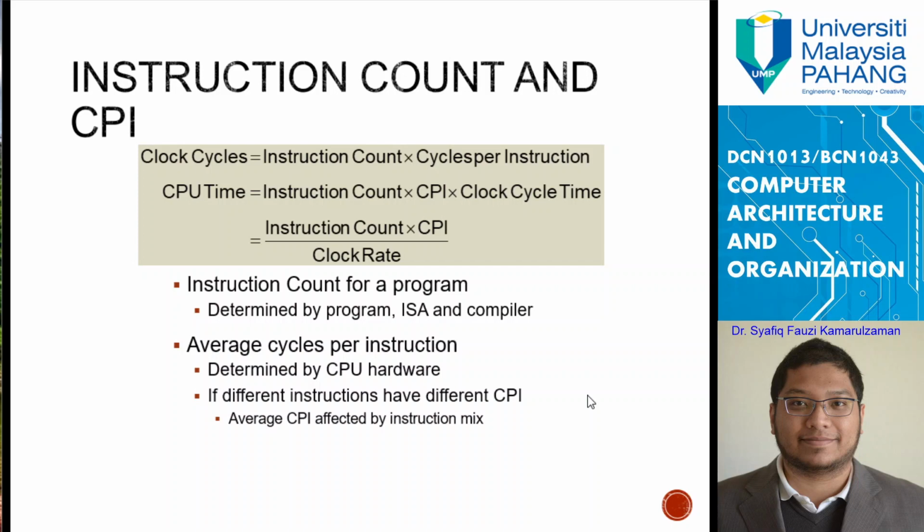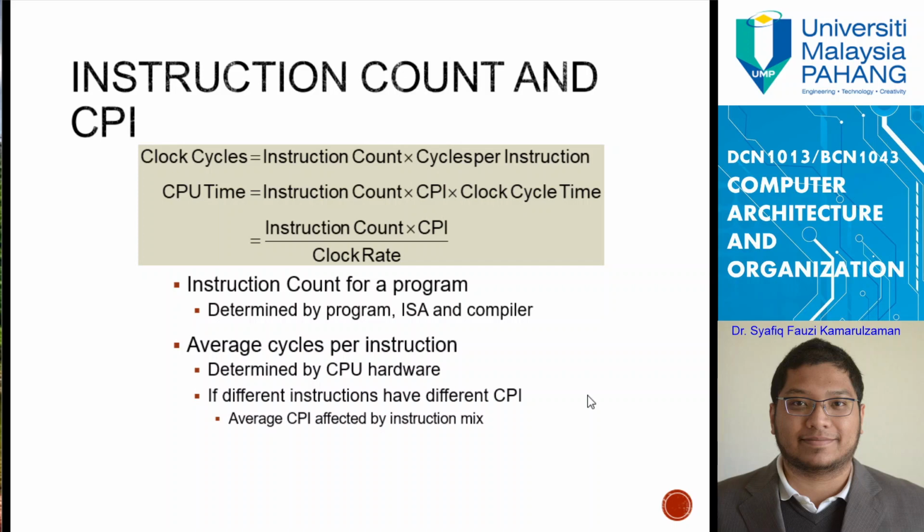So next we go towards instruction count and CPI. Clock cycles is basically the instruction count times cycles per instruction. So how many clock cycles per instruction, times the instruction count, it needs to complete a certain program. And the CPU time is the time it takes to process everything.